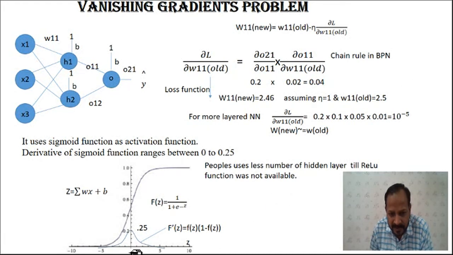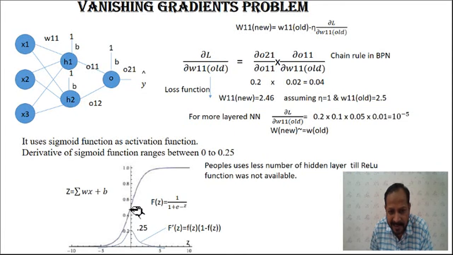So the value of this function when z is 0, f of z is equal to 0.5. As it is 0.5, so f dash z is equal to 0.5 into 1 minus 0.5. This value will be 0.5, as 1 minus 0.5 is 0.5. 0.5 into 0.5 will be equal to 0.25. So the maximum value of the derivative of f of z is equal to 0.25.